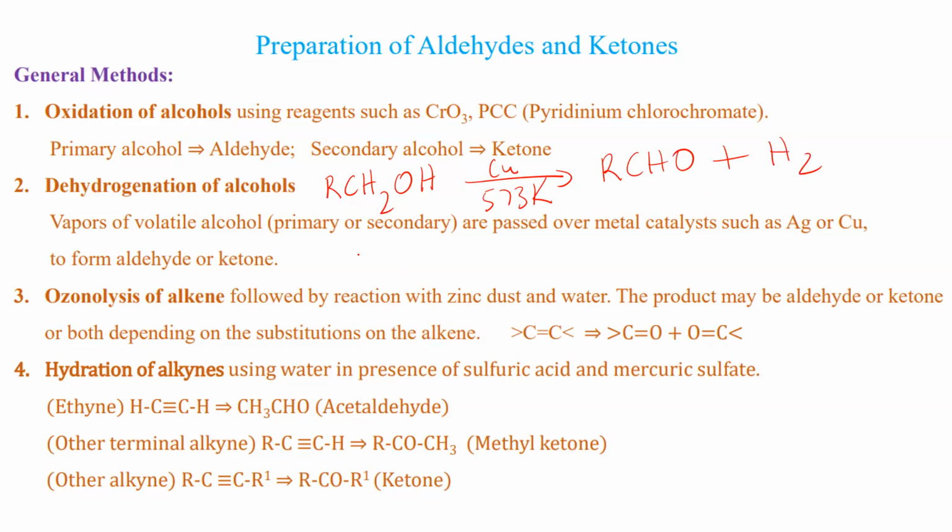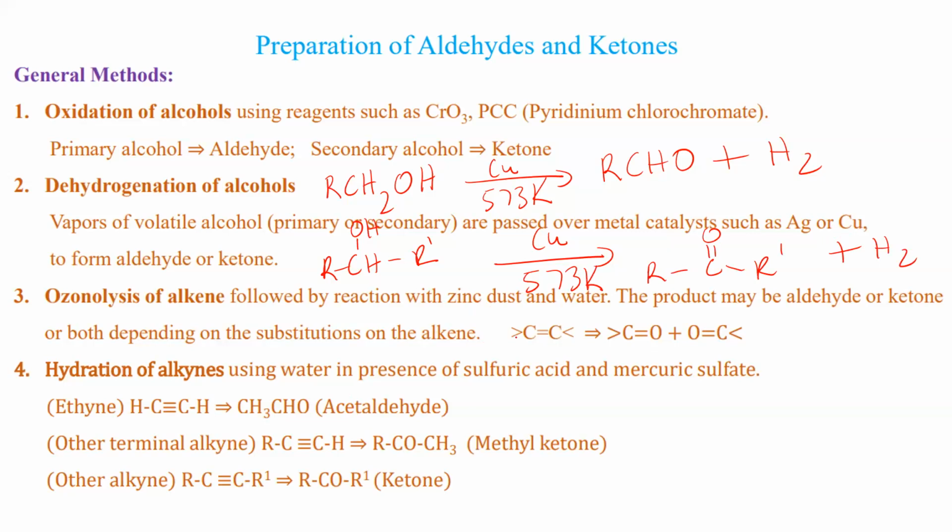So similarly, secondary alcohol will be RCH(OH)R'. On passing vapors of secondary alcohol over heated copper at 573 Kelvin, we get the formation of ketone, RC double bond OR', plus hydrogen.